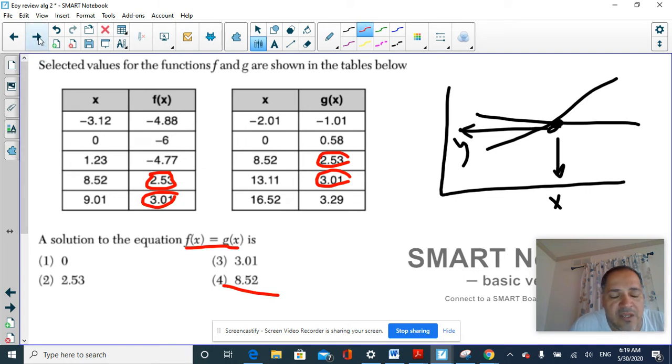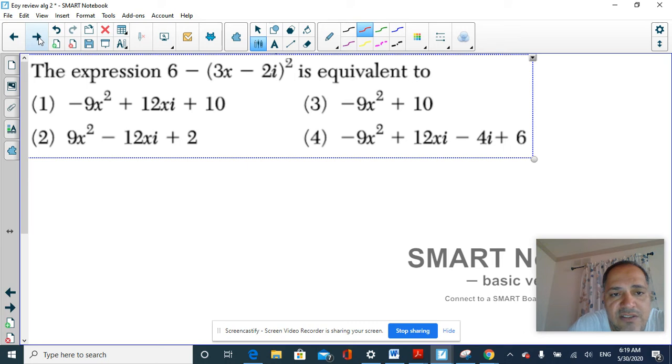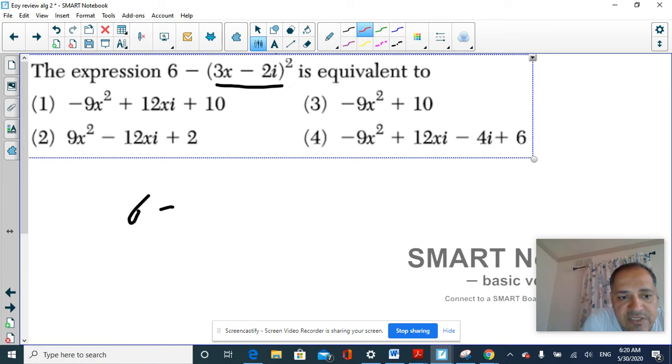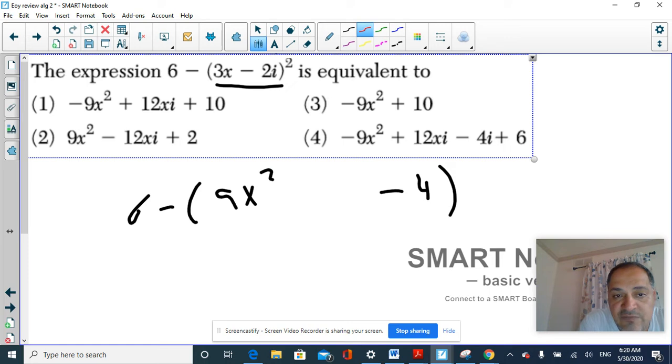Okay. The next question we have: the expression 6 minus (3x minus 2i) squared is equivalent to what? How do we solve it? We have to expand it. Like you have (3x minus 2i) squared. If you expand it, you have 9x squared, and the last term will be negative 2i times negative 2i, which is positive 4i squared. i squared is negative 1, so it's negative 4.